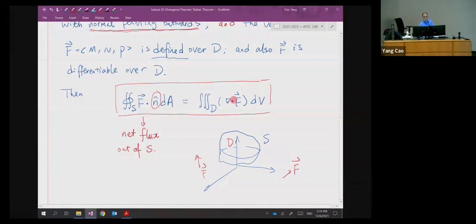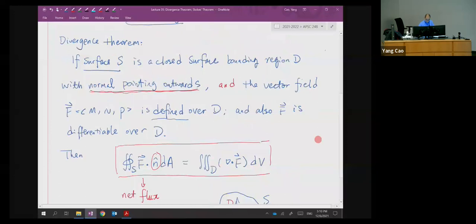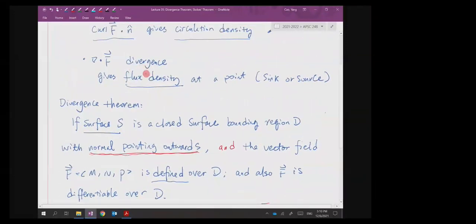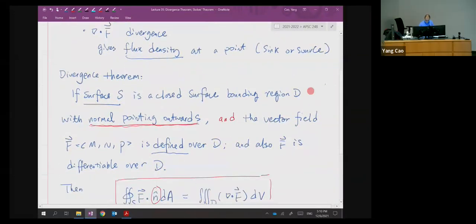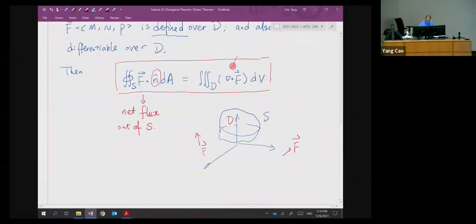The right side is the key. Look at the right side here. First of all, what is the integrand for the right side? Del dot F. Let's just review what del dot F is. It's the divergence of F, the flux density. So this part here is flux density.